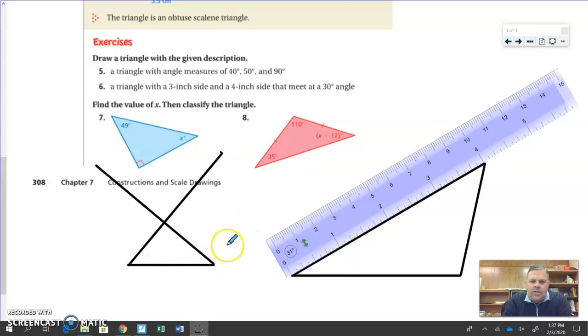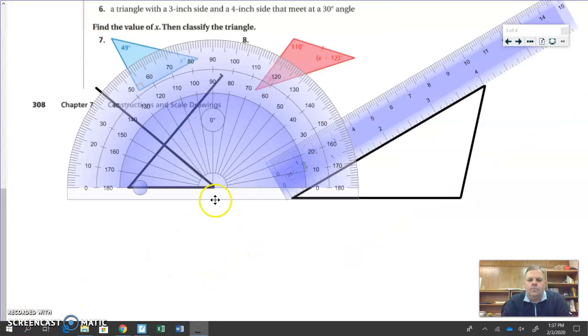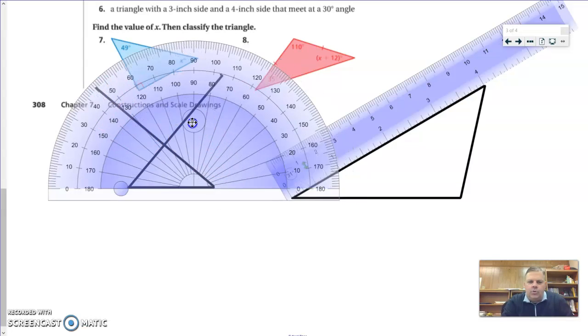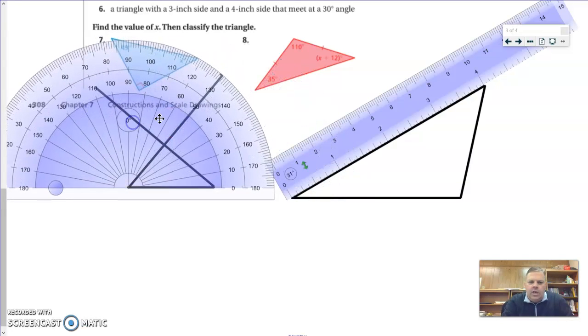As you look at these two, I drew a line here. I took my protractor, I put it on one side, I made a 40-degree angle up to here. I then took my protractor to the other side. I made a 50-degree angle. When I connected those, this angle right here is a 90-degree angle. So we have a 40, 50, 90-degree triangle.